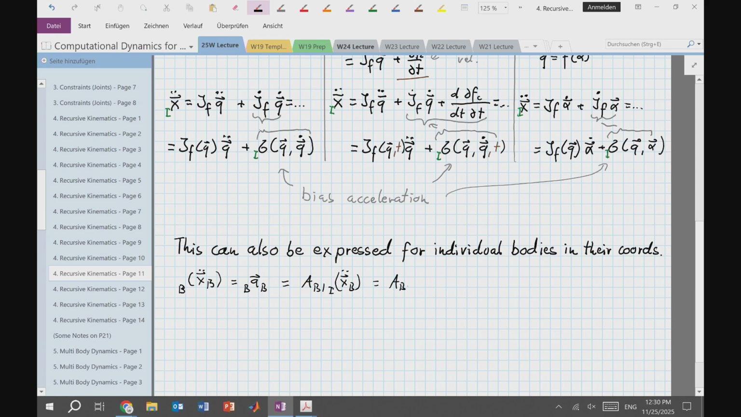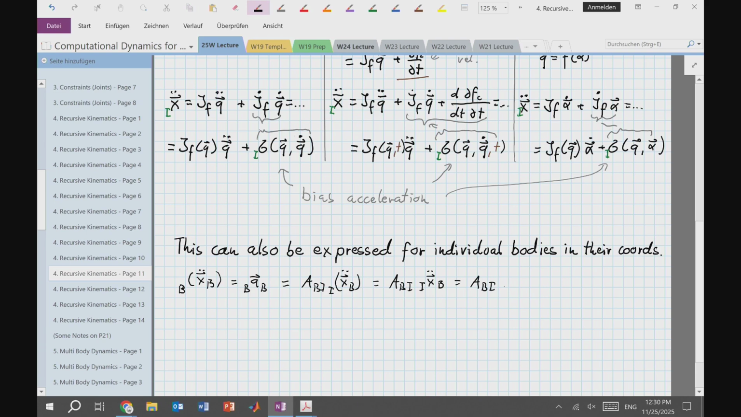Well, I can write that as A_BI times the same quantity expressed in I coordinates. And then in I coordinates, I can, in a sense, remove the parentheses. That's the second exception. Once I'm in inertial coordinates, numerical and physical derivative are the same. I could still apply the transport theorem, but then the rotational velocity of the coordinate system would be 0, so it wouldn't contribute.